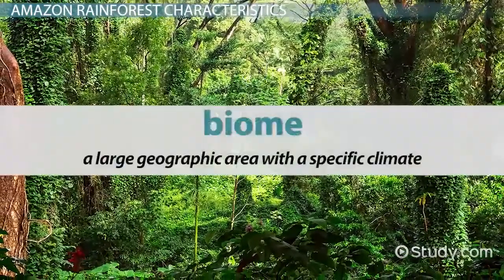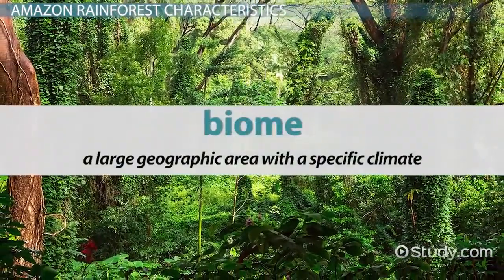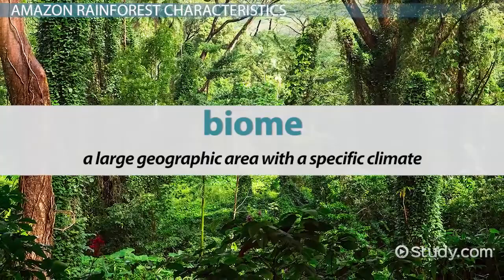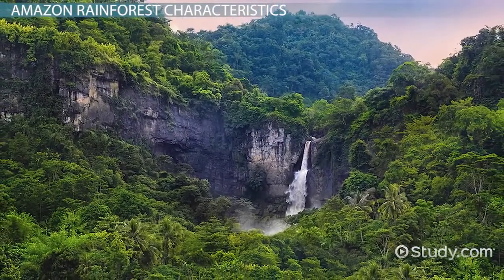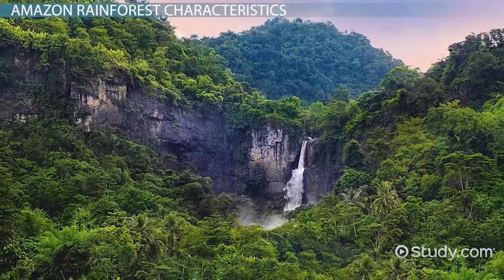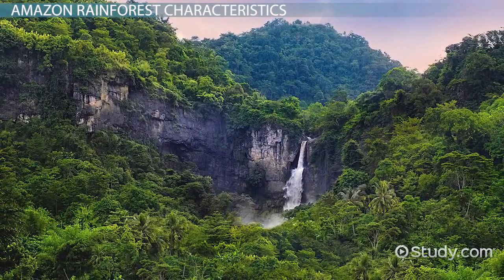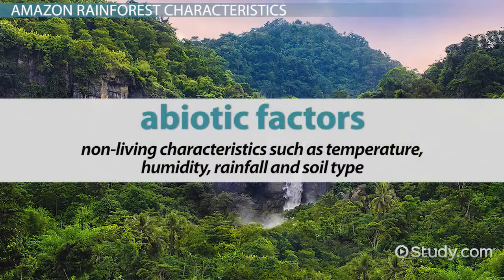Rainforests are a type of biome, or a large geographic area with a specific climate. Although this lesson focuses specifically on the Amazon rainforest, there are other rainforests located all over the world along the equator. All rainforests share abiotic factors, or non-living characteristics, such as temperature, humidity, rainfall, and soil type.